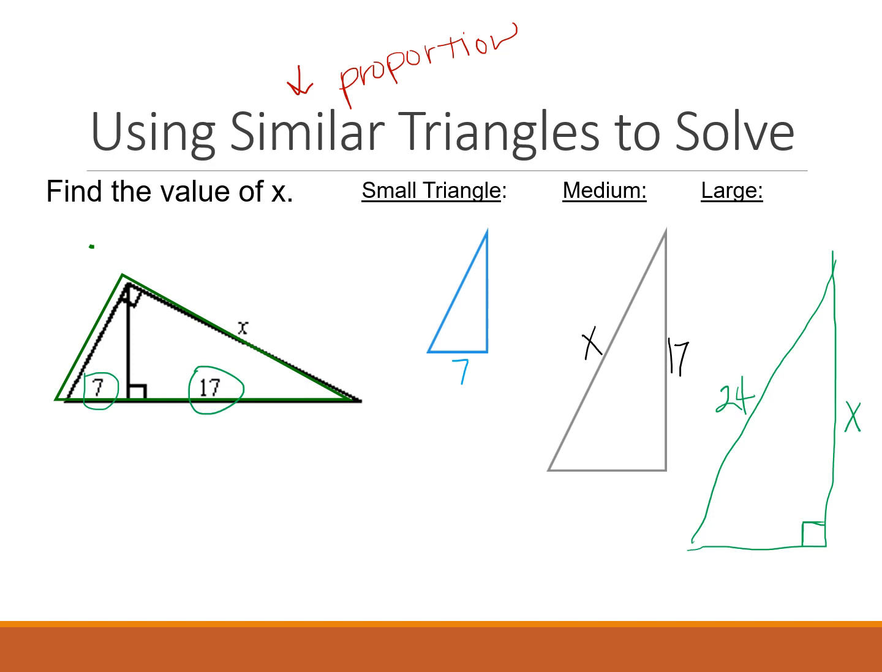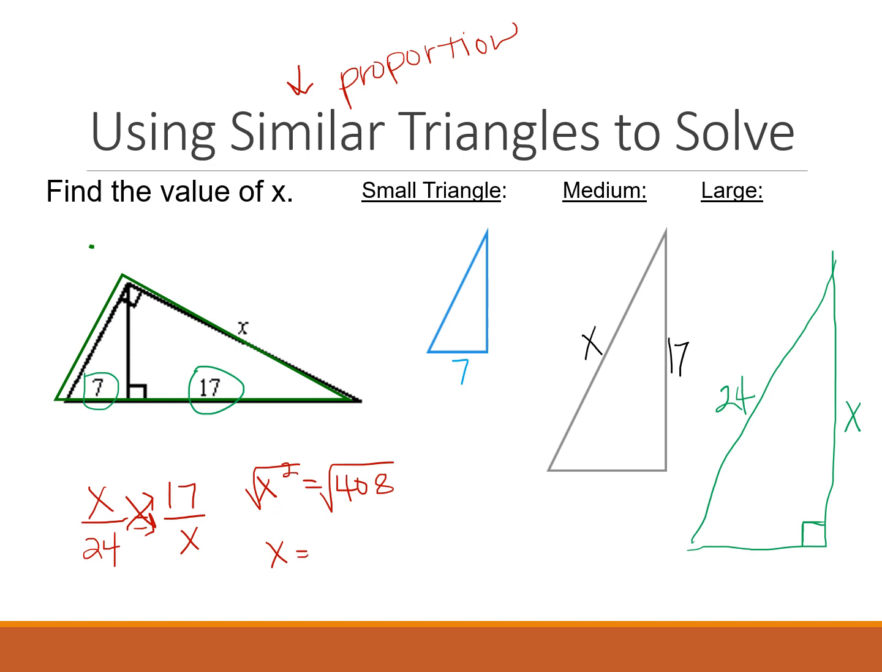Again, if I compare hypotenuse to hypotenuse, the hypotenuse in medium would be x, and the hypotenuse in large would be 24. Then I want to compare the long leg in medium to the long leg in large. And here now I just have a proportion. In order to solve this proportion, I just have to cross multiply. So I'm going to get x squared equals, now if I type in 24 times 17, I get back the number 408. Now to get x alone, again, we want to take the square root of both sides.